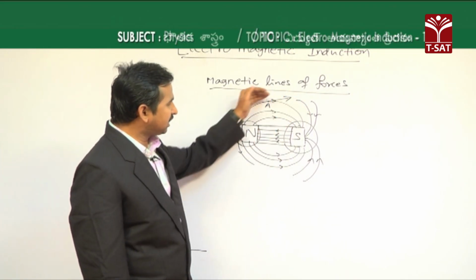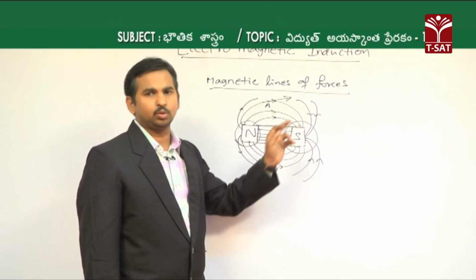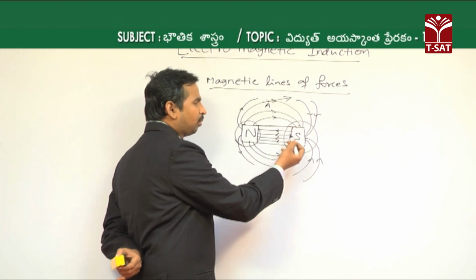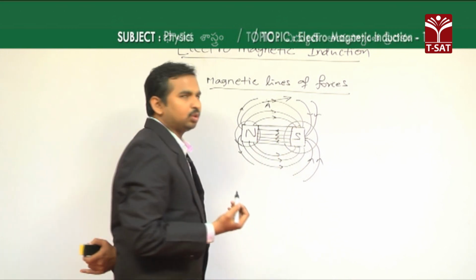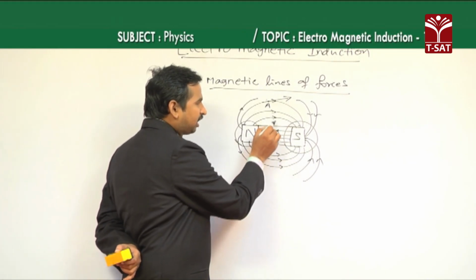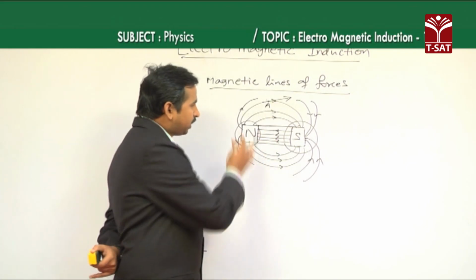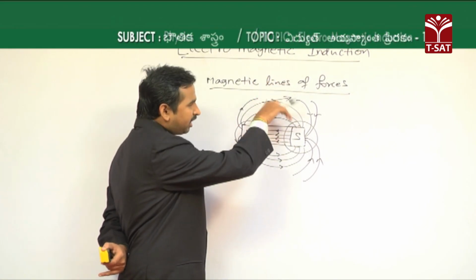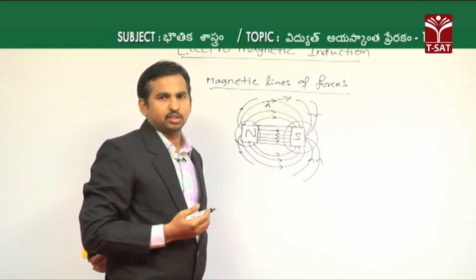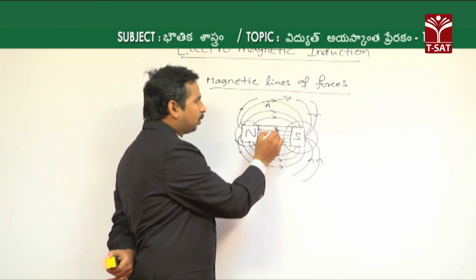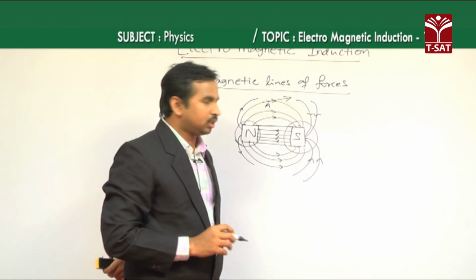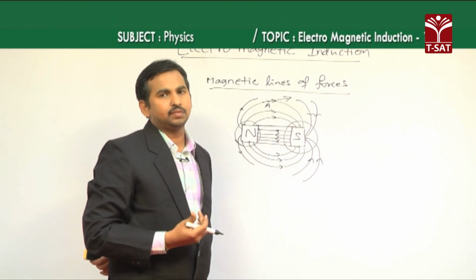Why is it bending like a curve and going from north to south pole? Inside the magnet, the magnetic lines of force are going in the opposite direction, from the south pole to the north pole. That means there is a force of attraction between this magnetic line and that magnetic line. So, instead of going straight, those magnetic lines bend towards the south pole because of the attraction, because this is acting like a south pole and this is acting like a north pole. Unlike poles attract each other, that is why they bend like curves here.